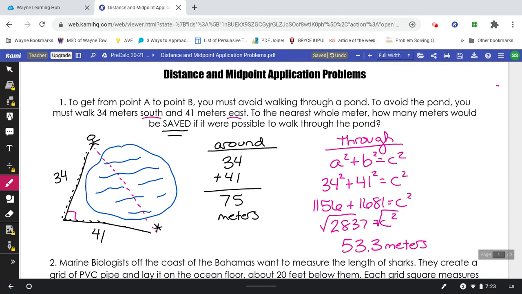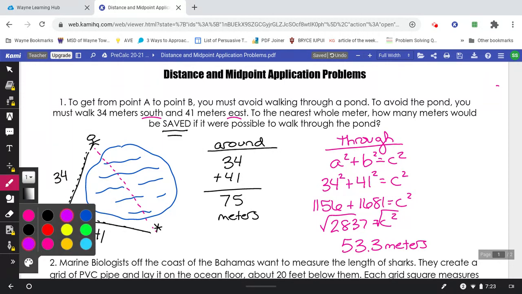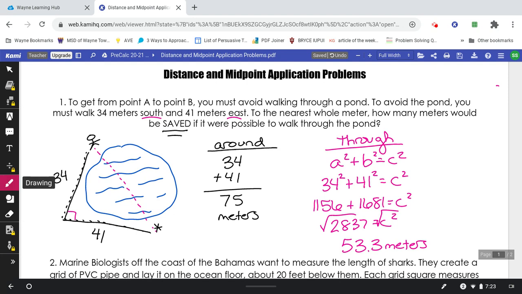You should have come to an answer of 53.3. So notice it is shorter to walk through. Obviously, the shortest path is always the straight line. So now the question is how many meters would be saved if it were possible? Saved means the comparison between the two. So it would have taken 75. You could have done it in 53.3 if you could walk through water.